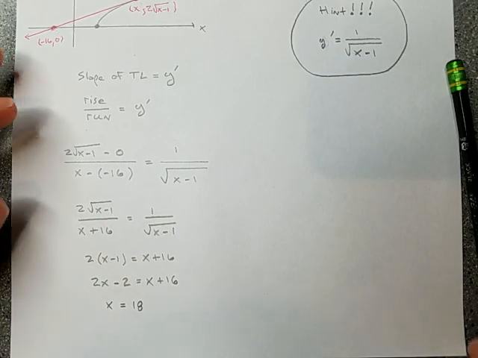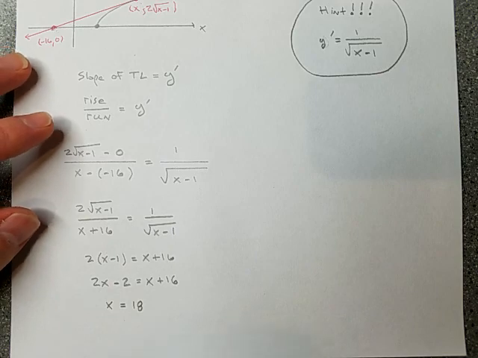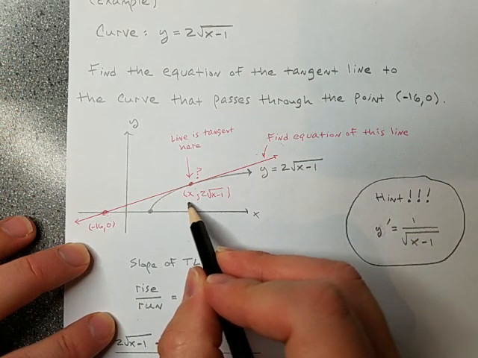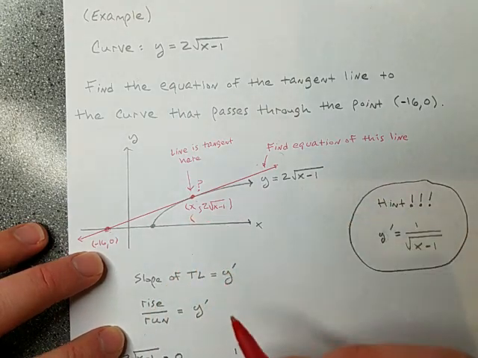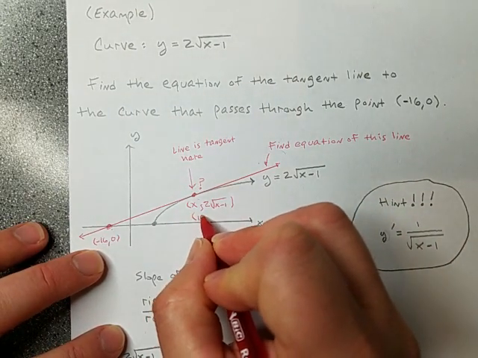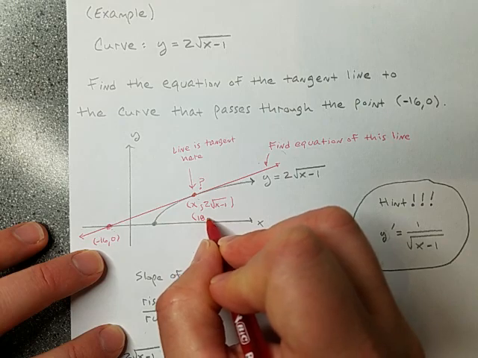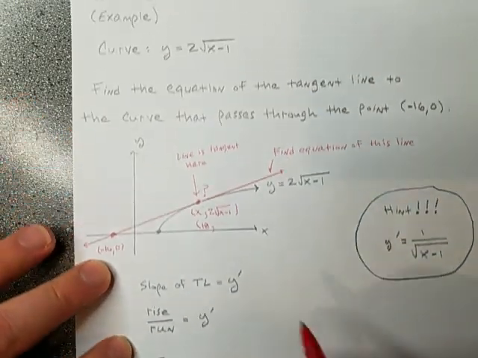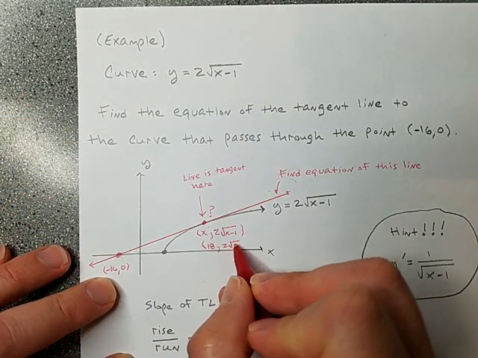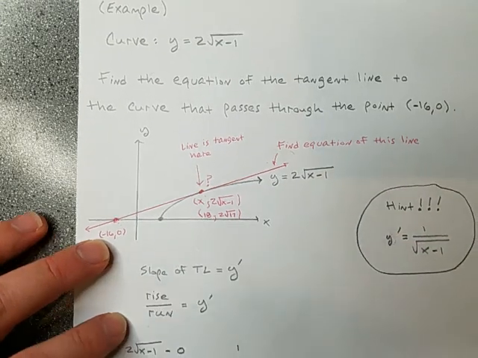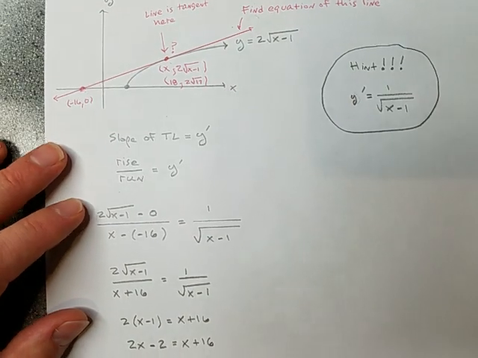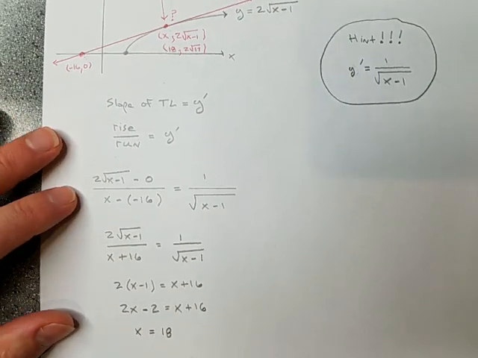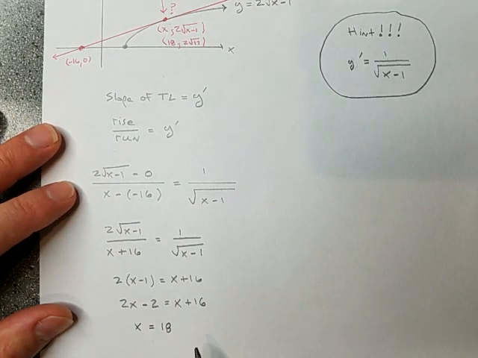Okay. So it's like saying then that this point right here is found to be 18 for x, and then 2 root 17 for y. Okay. All right. So we know something about that point. All right. Now, so let's do this.